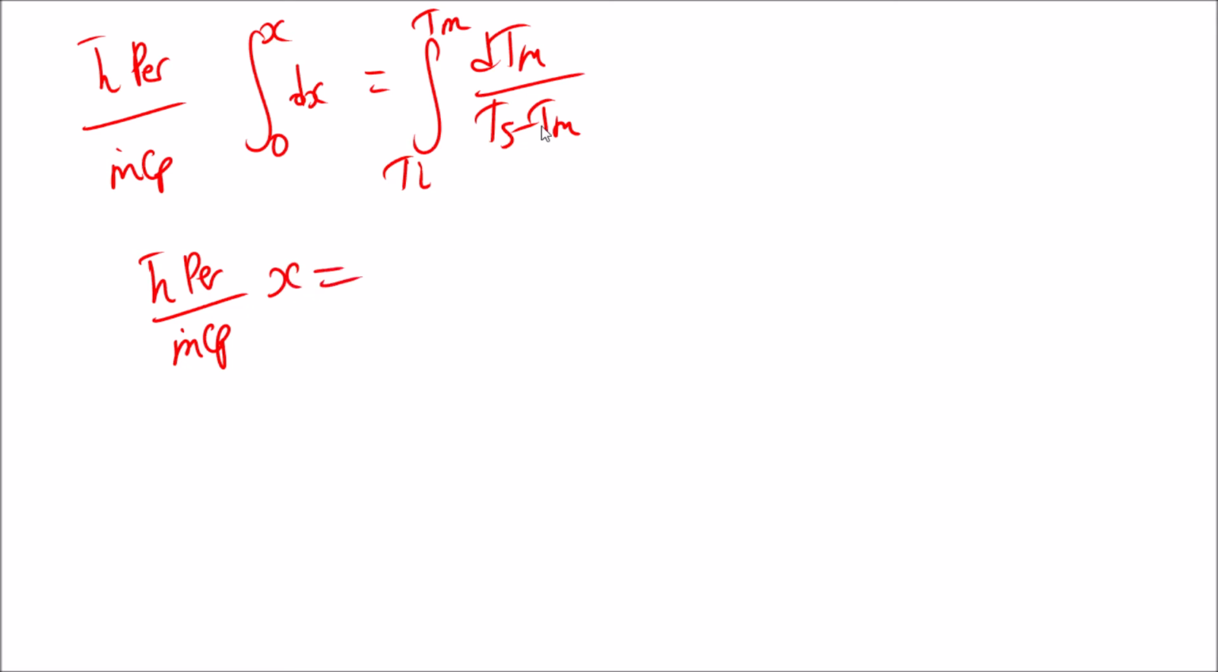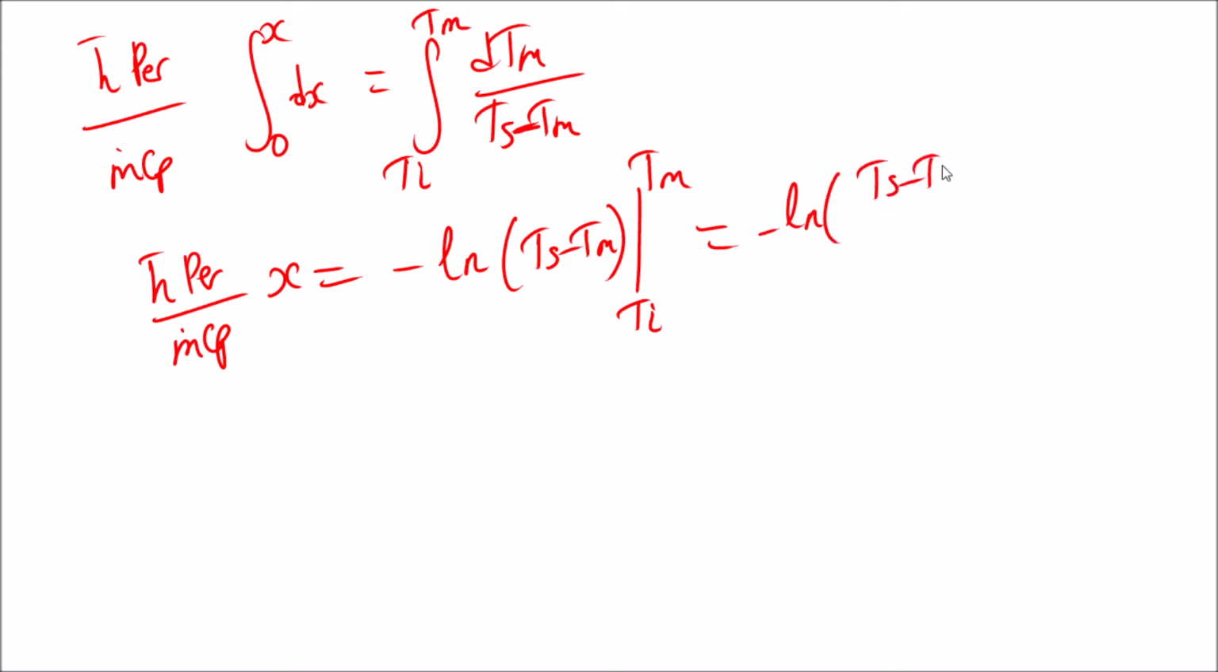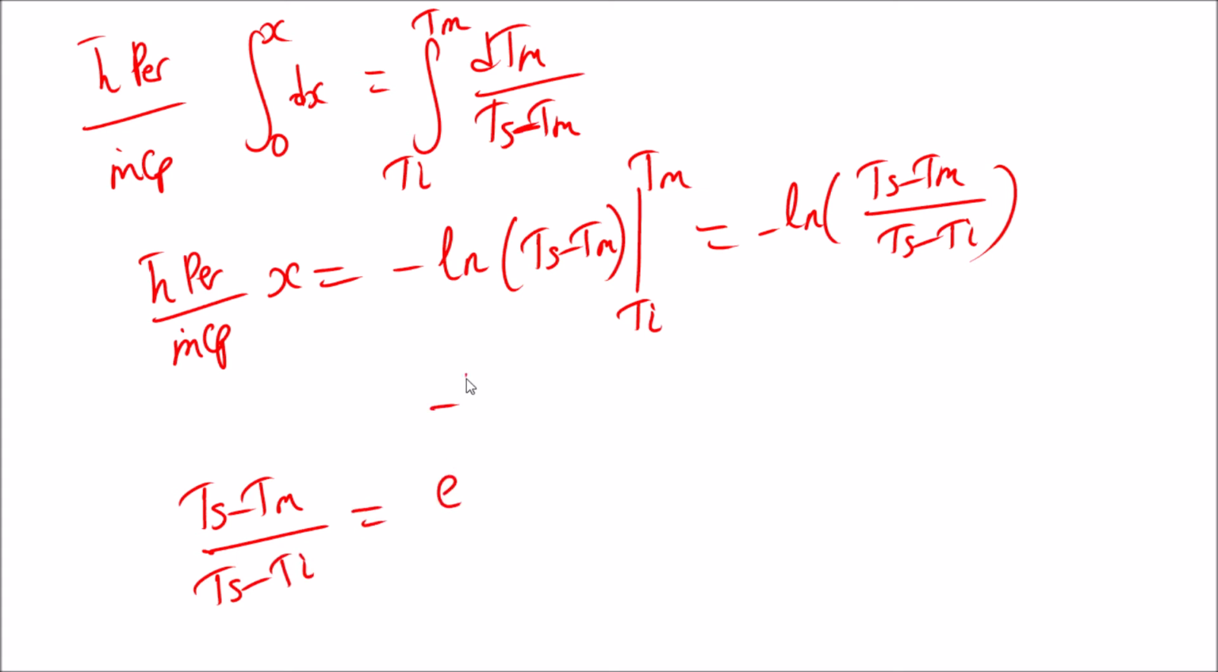That will be equal to, this part will be the ln function. You will have a negative ln because this one is negative here. So ln Ts minus Tm, the bound is T inlet and Tm. And that one will be equal to negative ln of Ts minus Tm divided by Ts minus T inlet. And if I write an exponential function, then I will have Ts minus Tm divided by Ts minus T inlet will be equal to e to the power of negative h perimeter divided by m dot Cp, into x.